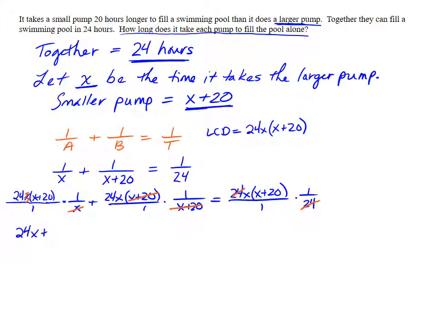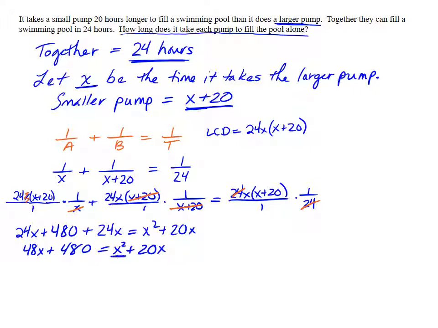24x plus 480. Feel free to use your calculator in application problems. Plus, in the second term, we have just 24x left, equals x times x plus 20 times 1, which would be x squared plus 20x. All right, we can collect like terms. 48x plus 480 equals x squared plus 20x.